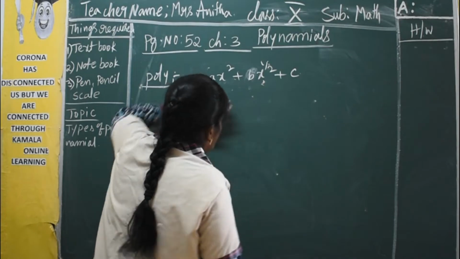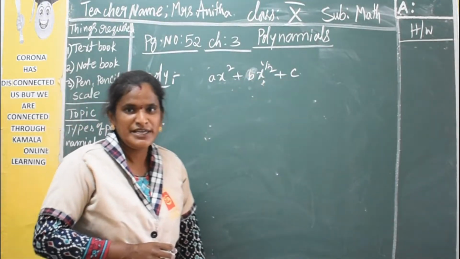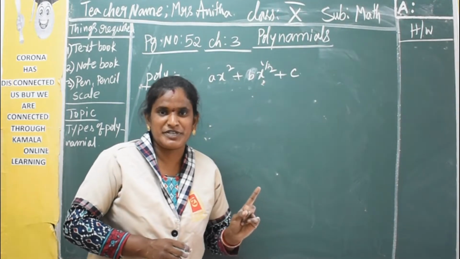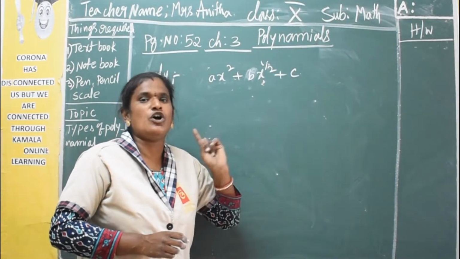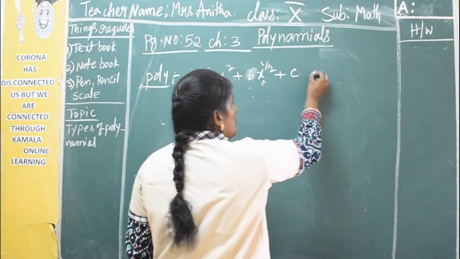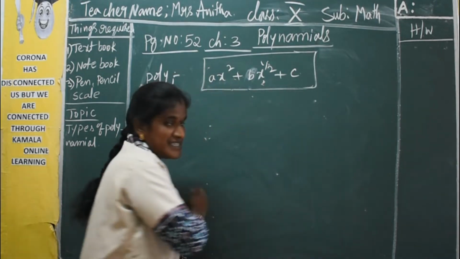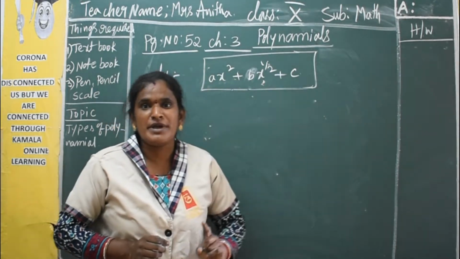Is this an algebraic expression or not? Definitely it is an algebraic expression. Yes, this is an algebraic expression, but this is not a polynomial. Why is it not a polynomial? Does anyone have an idea? Yes, children, this is not a polynomial.